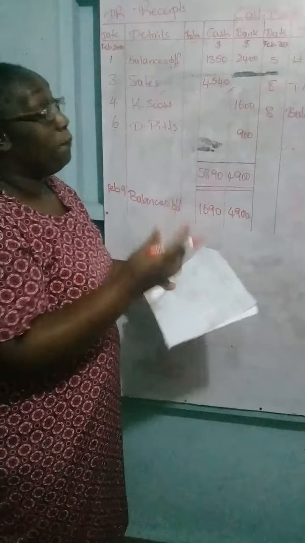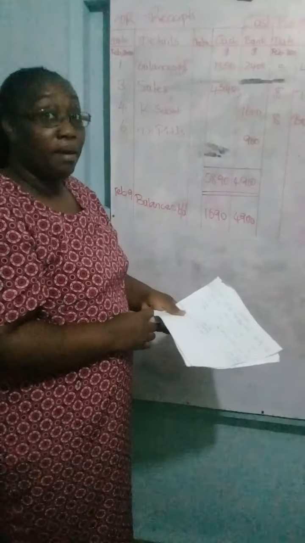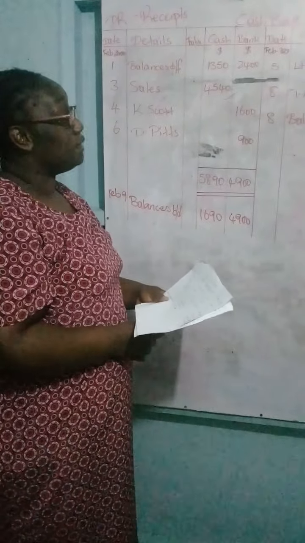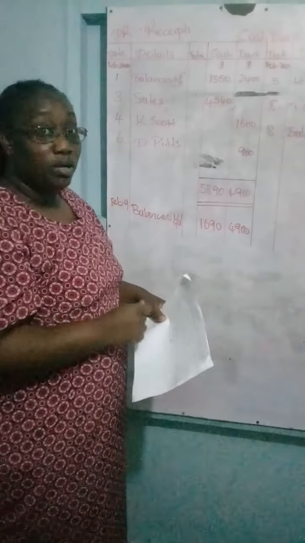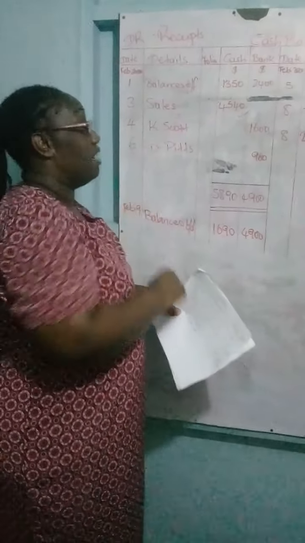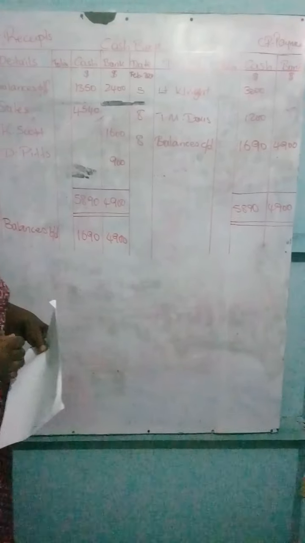Okay, so this is a simple cash book just for you to record your payments and your receipts. Remember that once the business is in receipt of monies, it goes on the debit side, and once payments are made, it goes on the credit side.